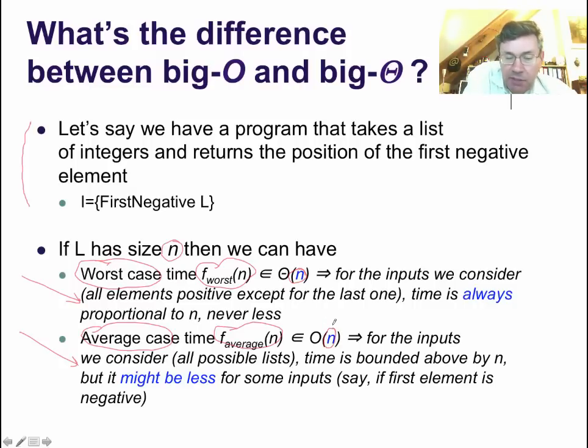Okay? That means for some inputs, it actually might reach that, or maybe it doesn't. Maybe for all lists it's very, very small. But it might, in the worst case, maybe reach n for some inputs, but in any case it's always going to be less than n. But in theta, they're always going to reach that point. They're never going to be less.